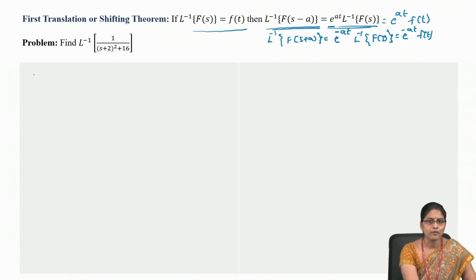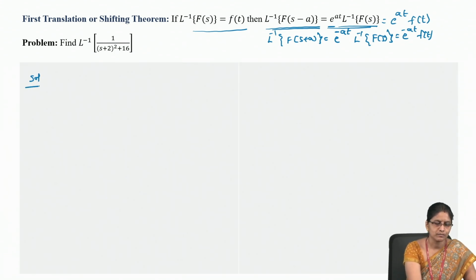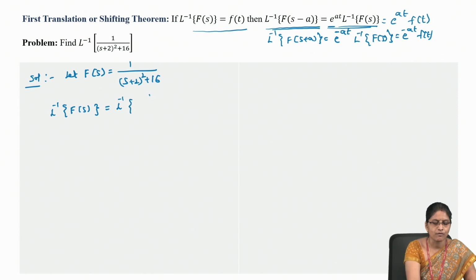Find the inverse Laplace transform of 1 by (s plus 2) whole square plus 16. First note down the f of s value. Let f of s be equal to 1 by (s plus 2) whole square plus 16. Apply inverse Laplace transform. L inverse of f of s is equal to L inverse of 1 by (s plus 2) whole square plus 16.